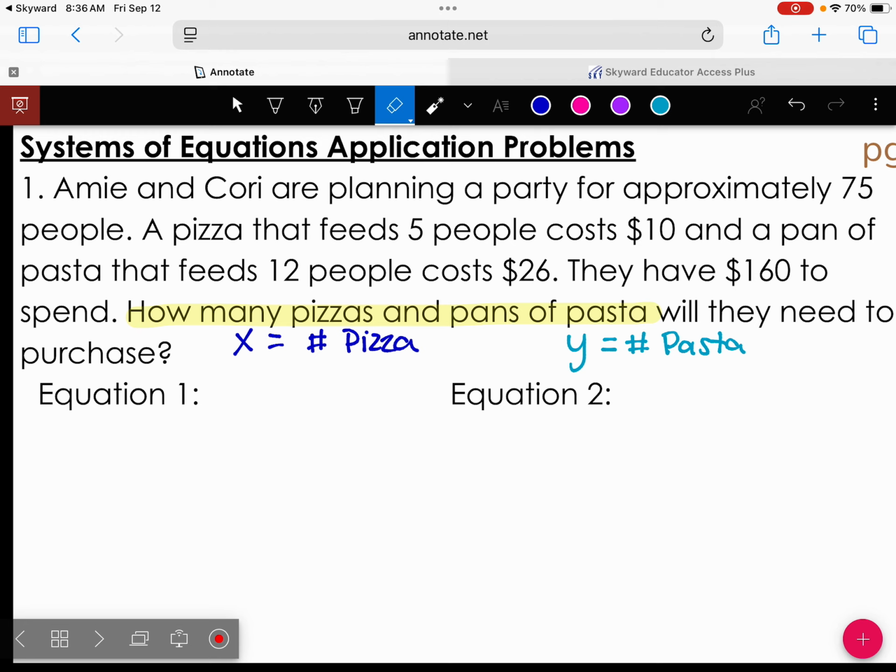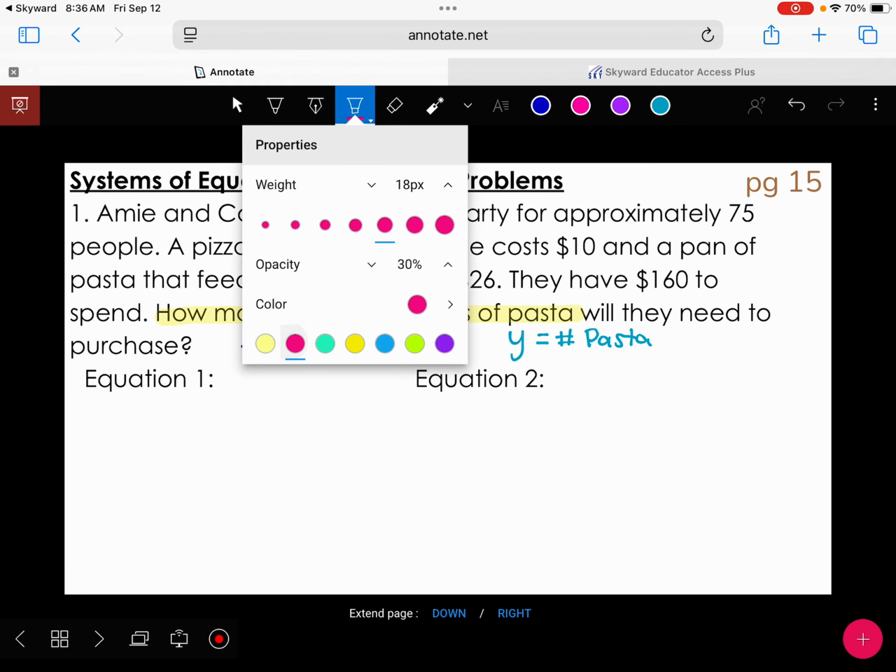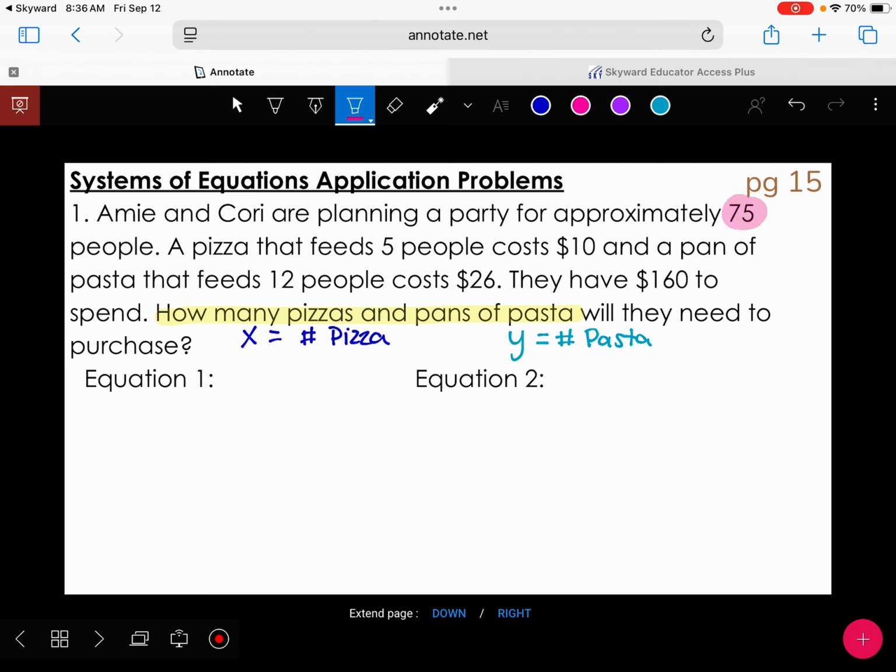Say it again. The people. I have 3 different things talking to me about the number of people. I know that we're going to have 75 people coming to the party. I know that a pizza can feed 5 people. And I know that a pasta pan can feed 12 people.